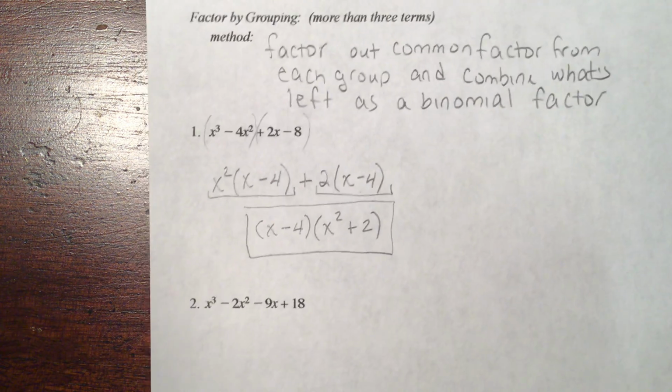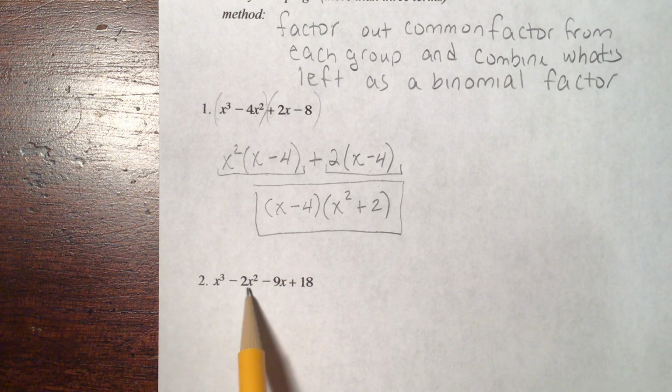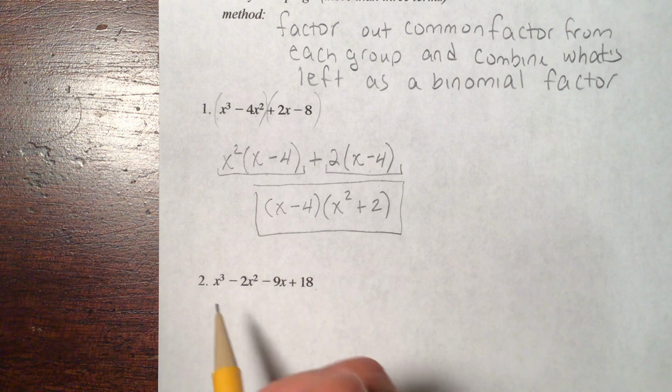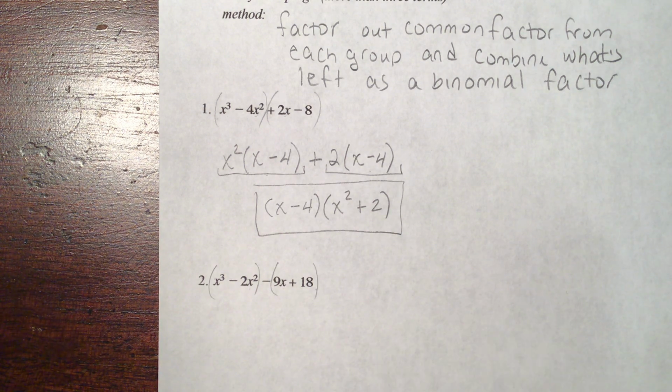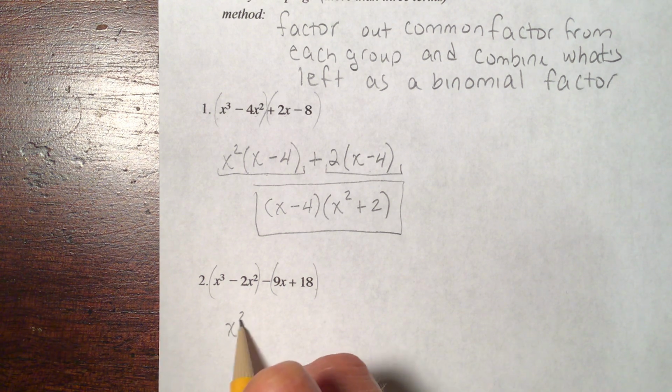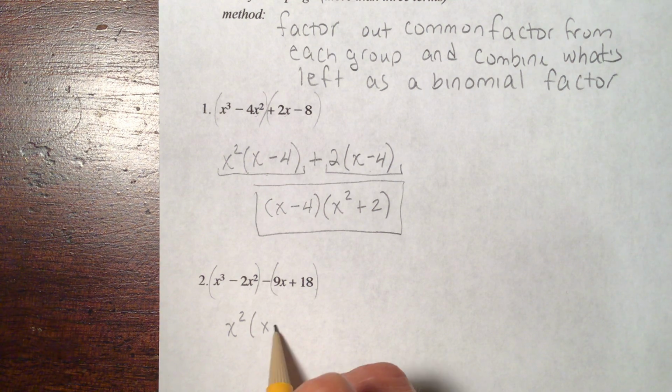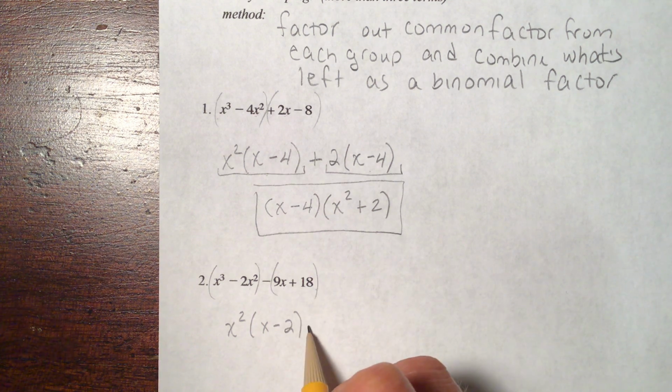For our next example, 1, 2, 3, 4 terms, no GCF. So I'm going to break this up into groups. I GCF the first group, x squared, x minus 2. Bring down the sign.